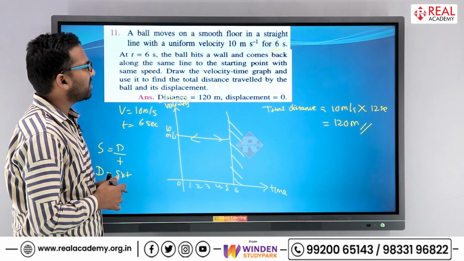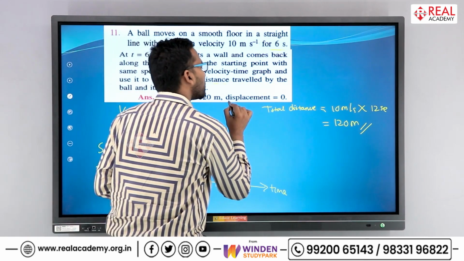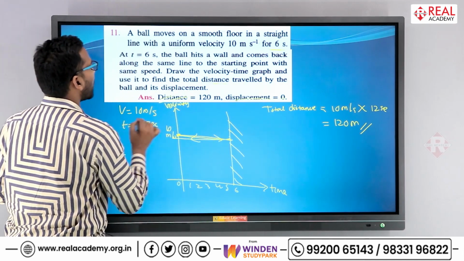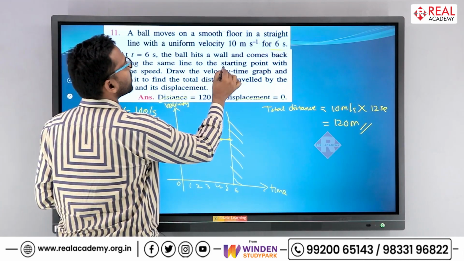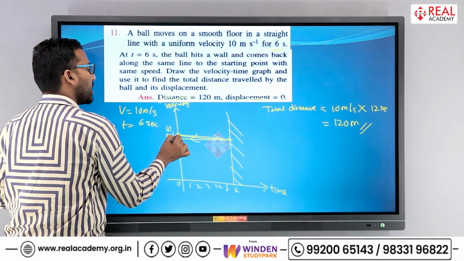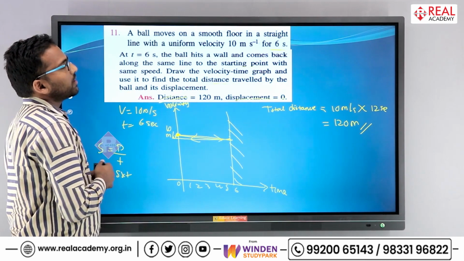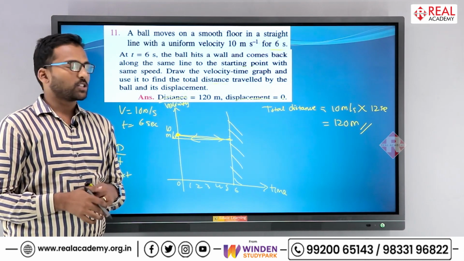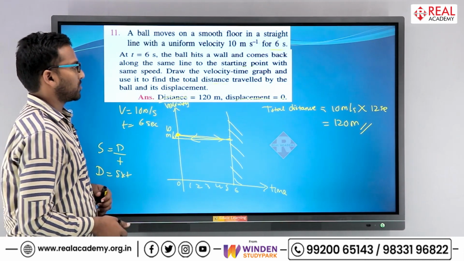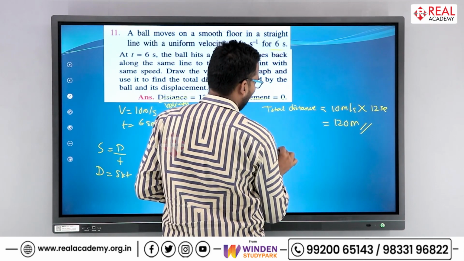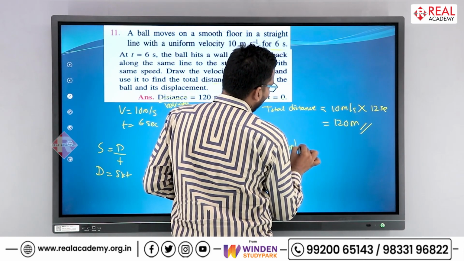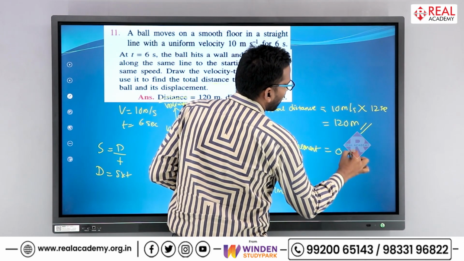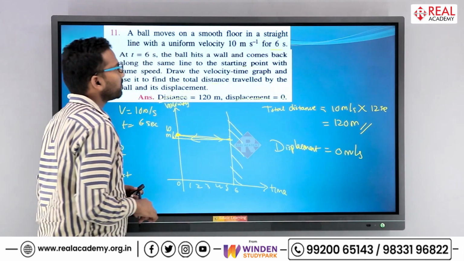What about displacement? Displacement is 0 because it is coming back to the starting point. That means the initial point and final point are the same, so the displacement traveled is 0 meter. So the displacement is 0 meter. Okay.